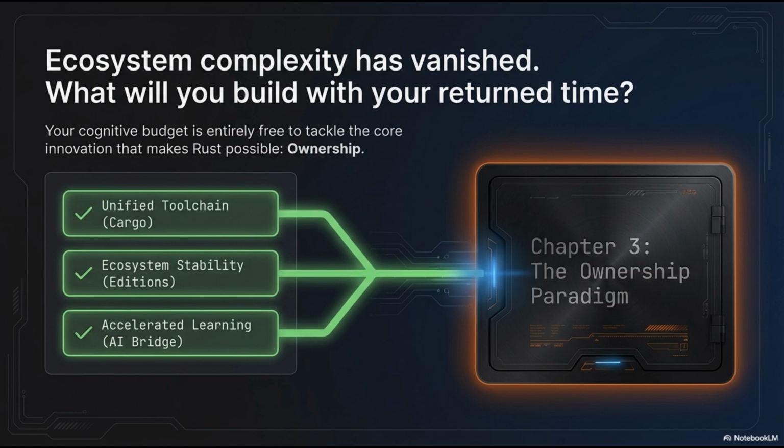But before you go fire up your terminal and install Rustup, I want you to think about your calendar last week. Think about how many hours you spent debugging a mismatched library version. Think about the time you lost fixing a broken Docker build because a sub-dependency updated overnight and broke your Python environment. If Cargo and Rust editions make all of that accidental complexity simply vanish, what are you actually going to build with all that returned time? We'll see you in Chapter 3.